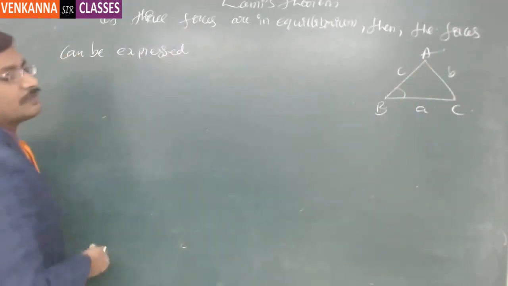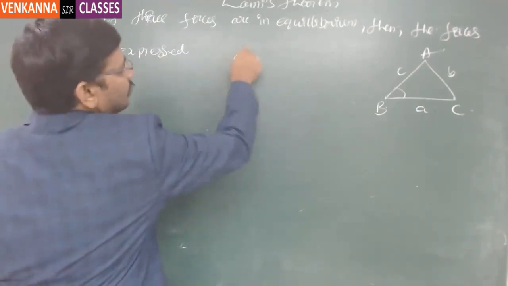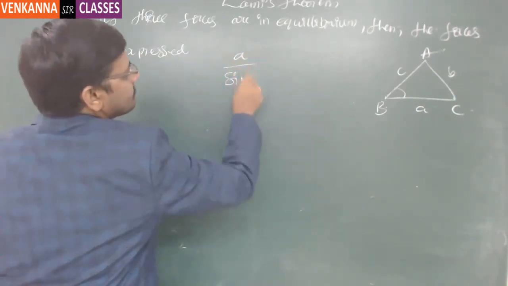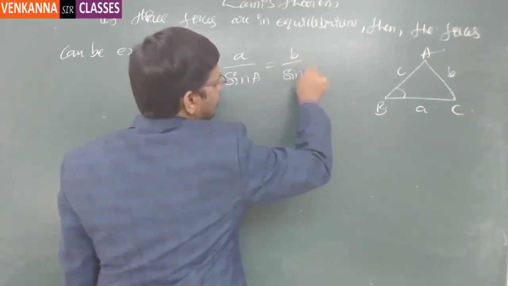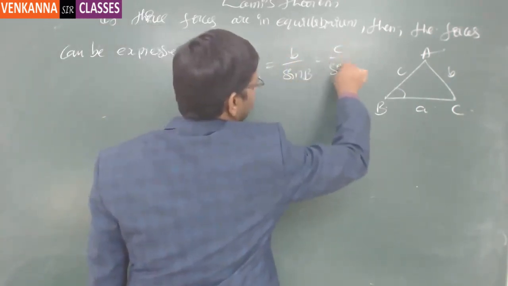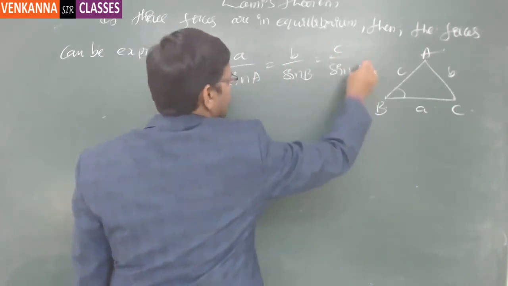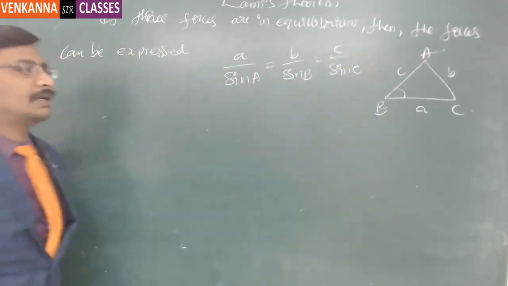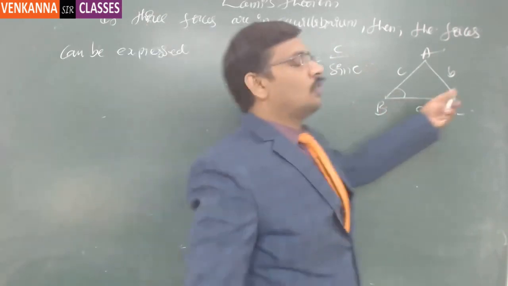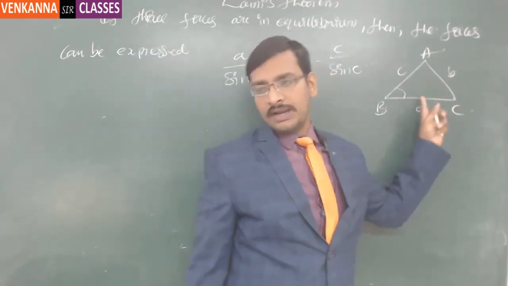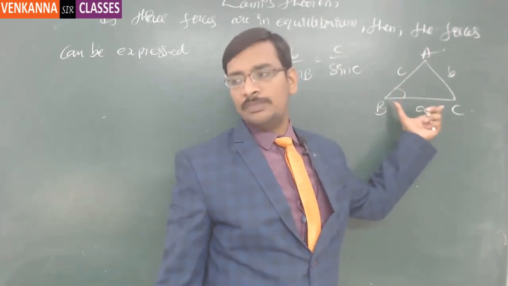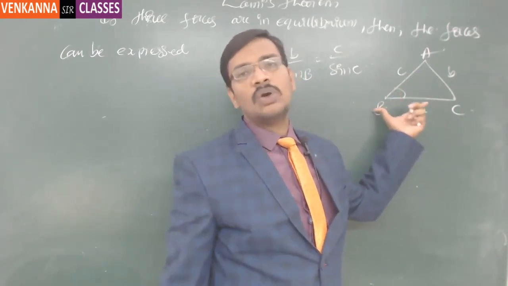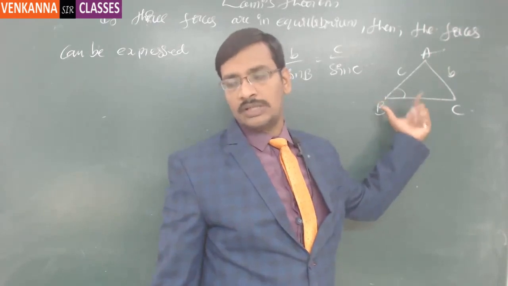So this is like the sine law. That is, A by sine of angle A is equal to B by sine of angle B is equal to C by sine of angle C. So this is actually Lami's theorem. If these three forces form a closed triangle, that means the system of three forces is under equilibrium condition, because there is no effective force of all the forces together.